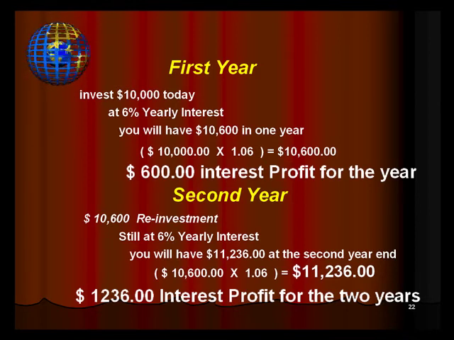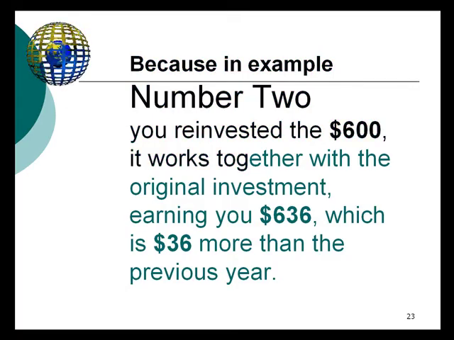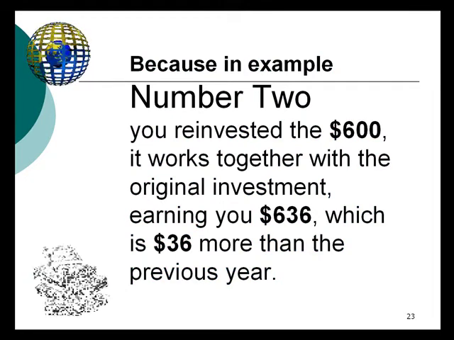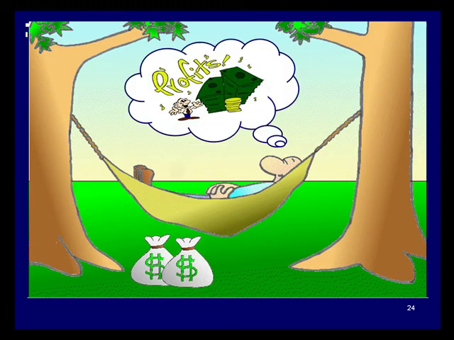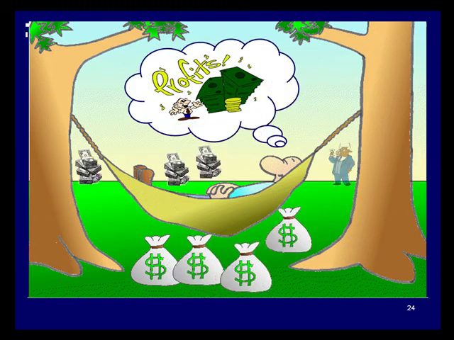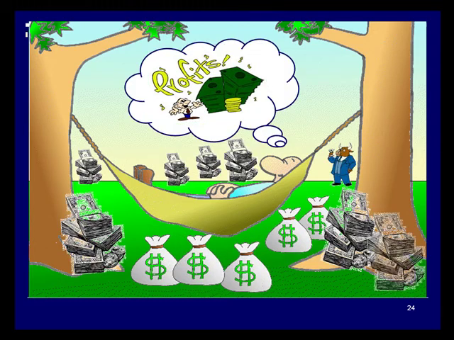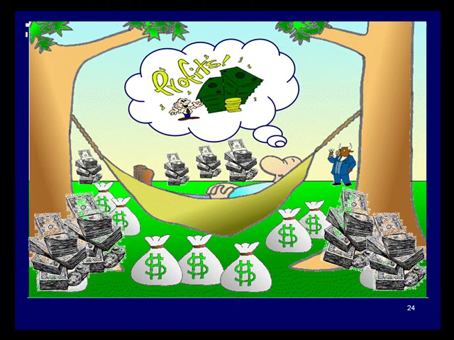I'm quite sure you'd agree that the money has worked for you instead of you working for your money in this example. Because in example number 2, you reinvested the $600, it works together with the original investment, earning you $636, which is $36 more than the previous year. This little bit extra may seem like peanuts now, but let's not forget, you didn't have to lift a finger to earn that $36. More importantly, this $36 also has the capacity to earn interest.